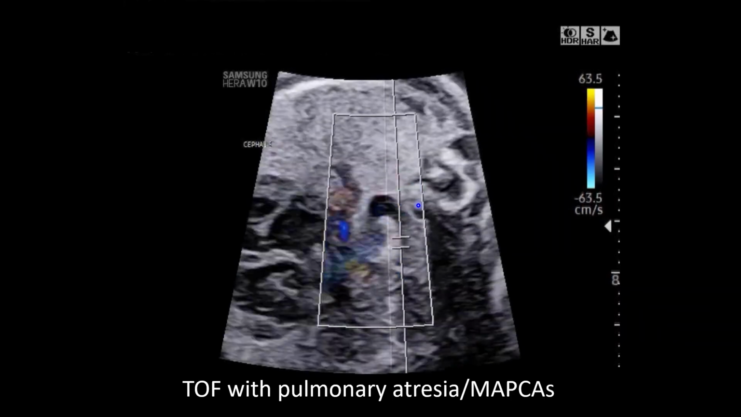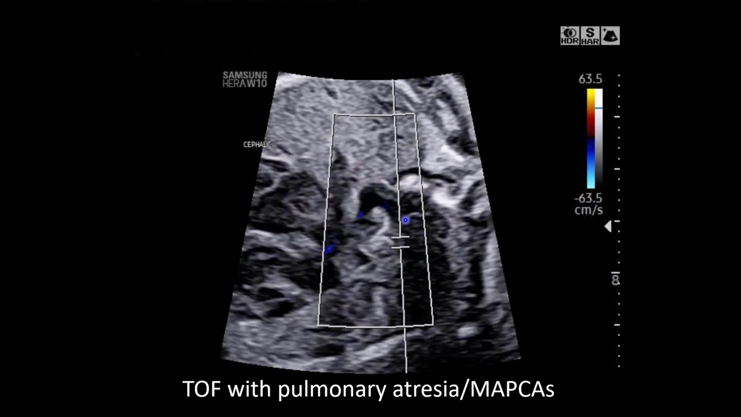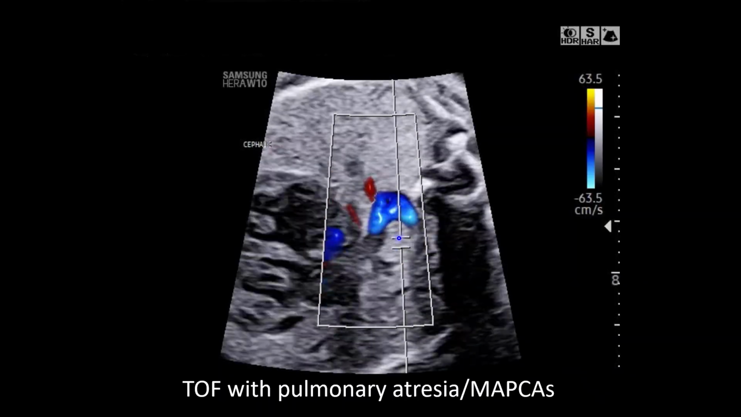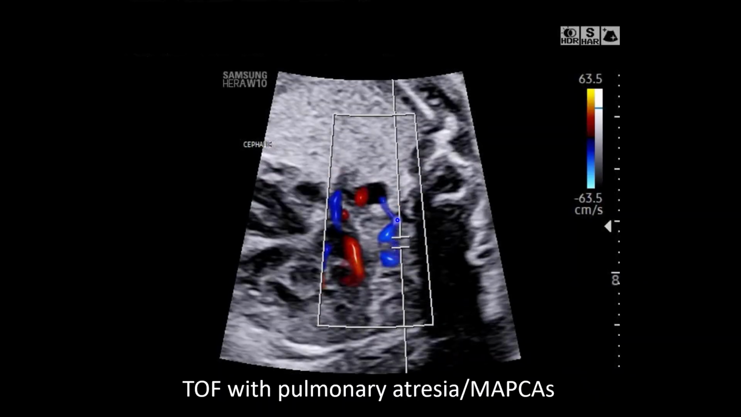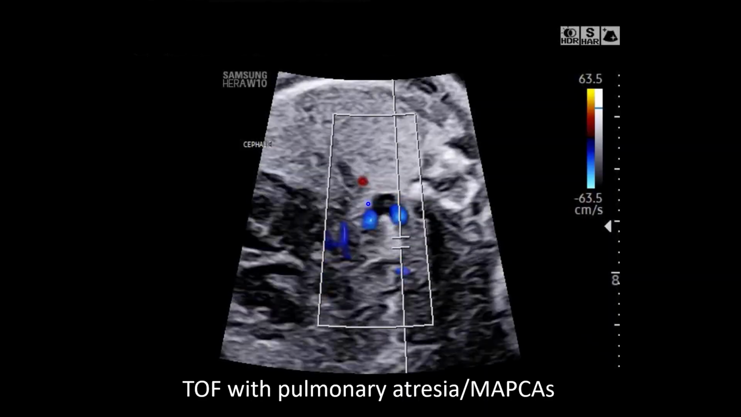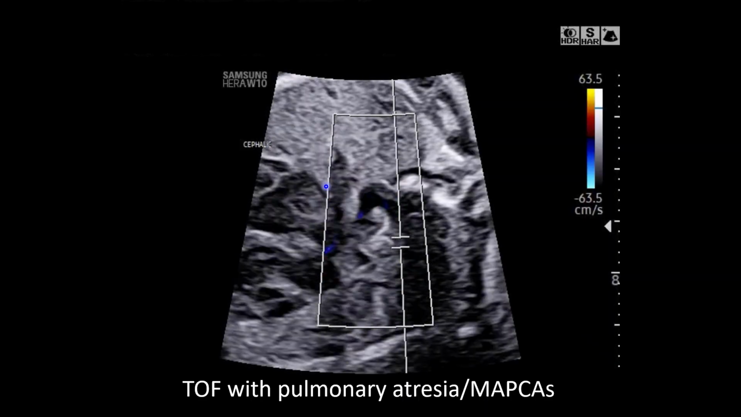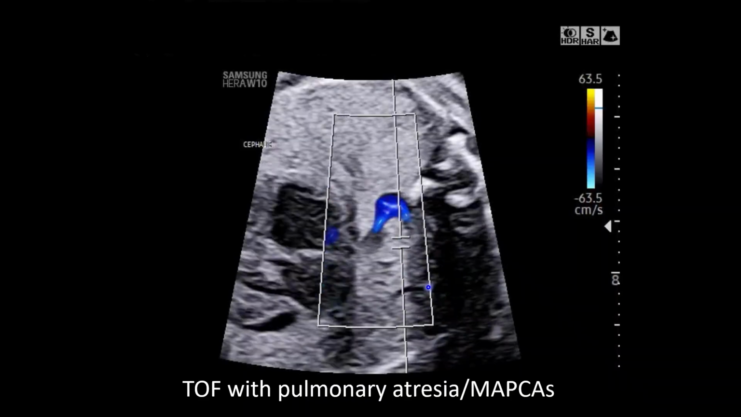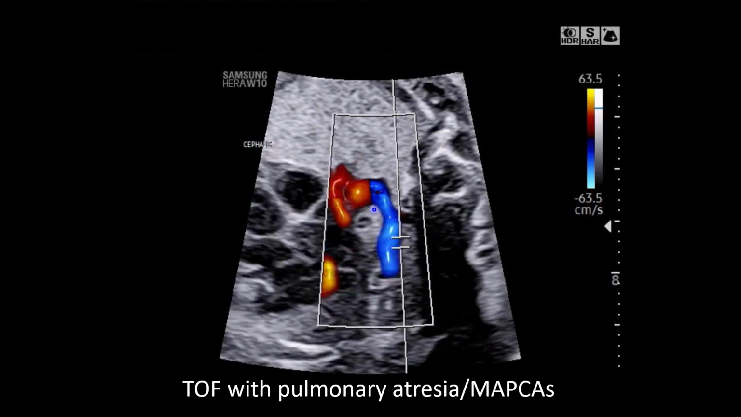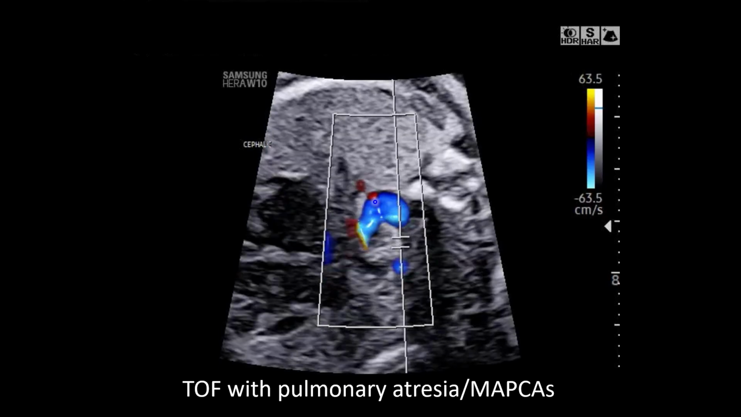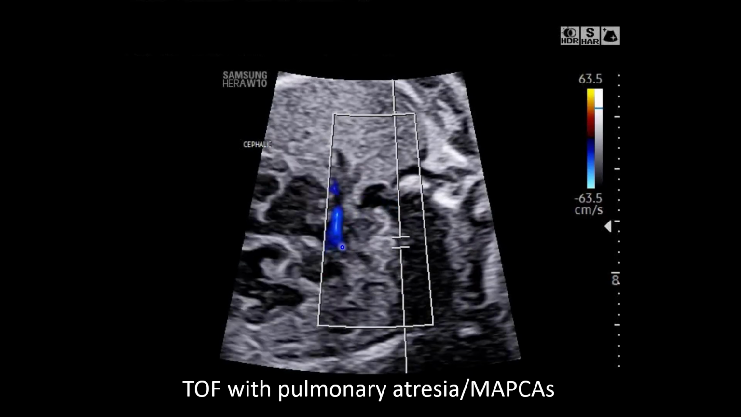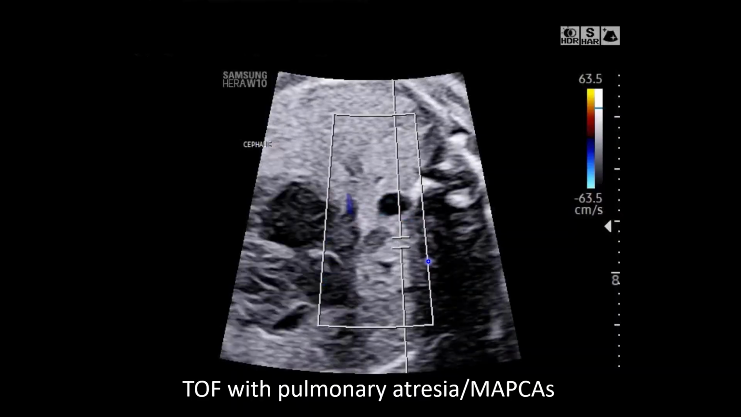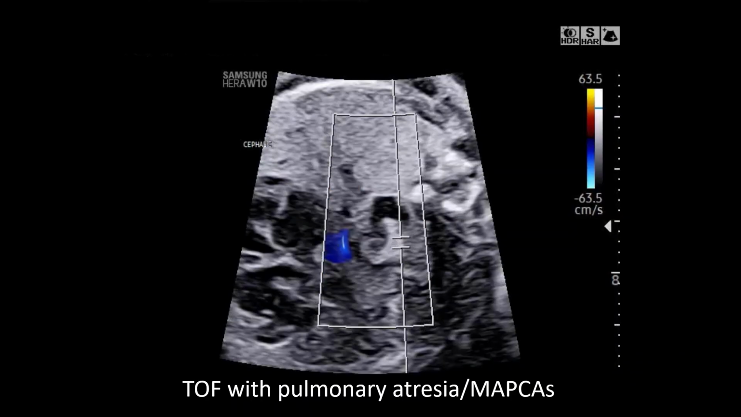And so as we continue to interrogate, we're seeing another large MAPCA, large collateral artery coming off the descending aorta, proximal to that other collateral that we saw going into the left lung. This large collateral goes off into the right lung. And so these are two main aortopulmonary collaterals coming off the proximal descending aorta at a level right behind the left atrium here. Pretty clearly shown with that color Doppler.